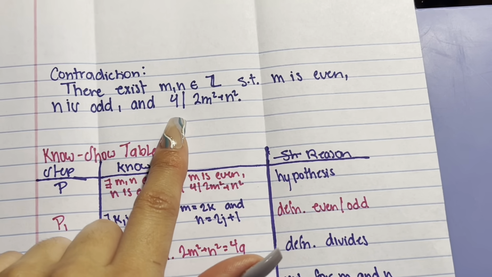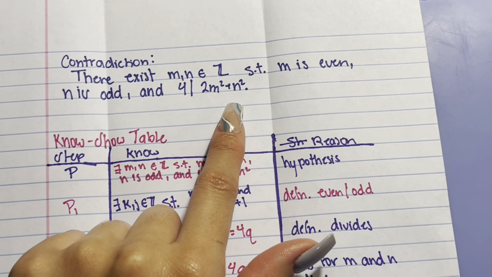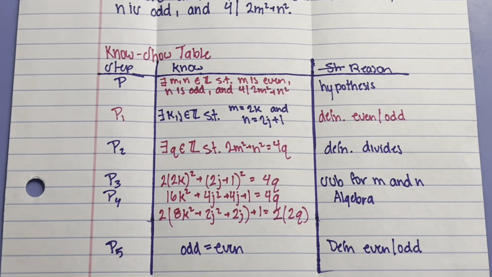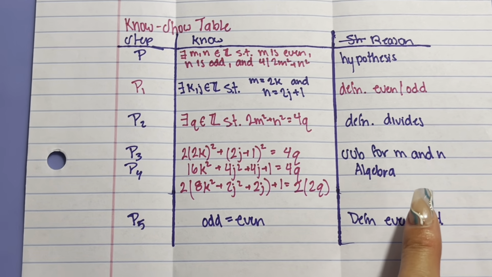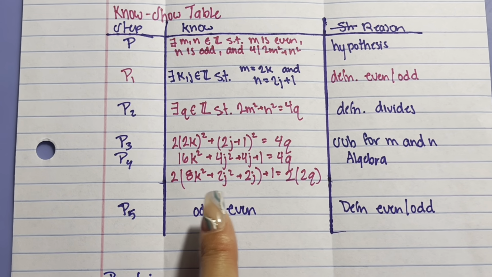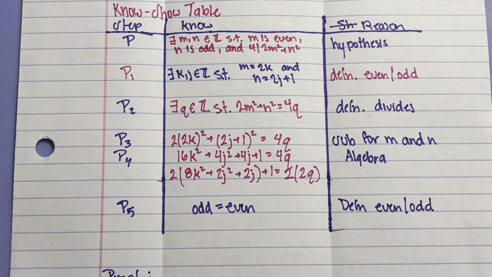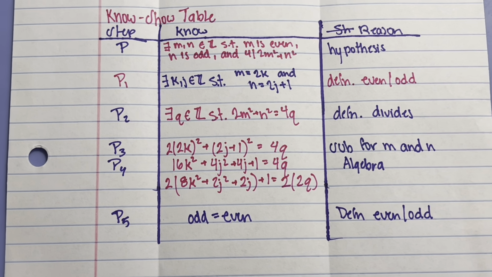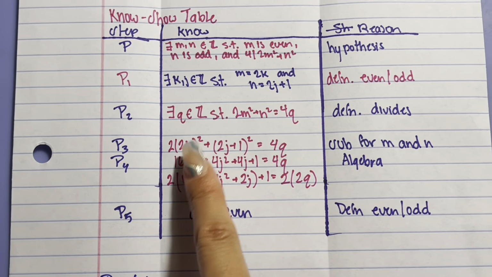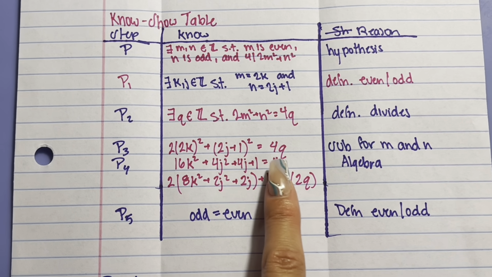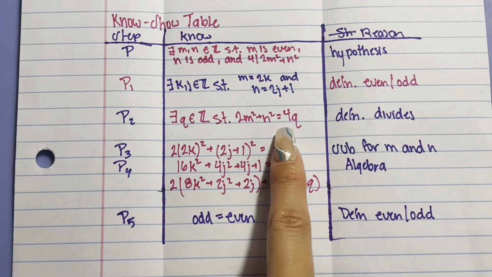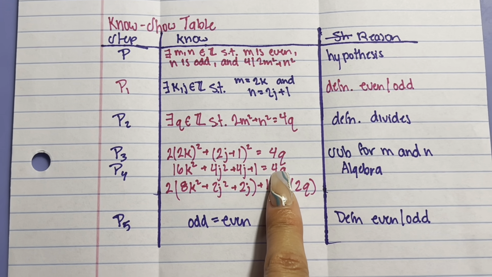And that's just rewriting 4 divides 2m squared plus n squared so that we have an equal sign instead of a divides. From there, we will substitute for m and n, giving us 2 times 2k squared plus 2j plus 1 squared equals 4q. So we just plugged in the even and the odd, and then we wrote it in the equation for the definition of divides.